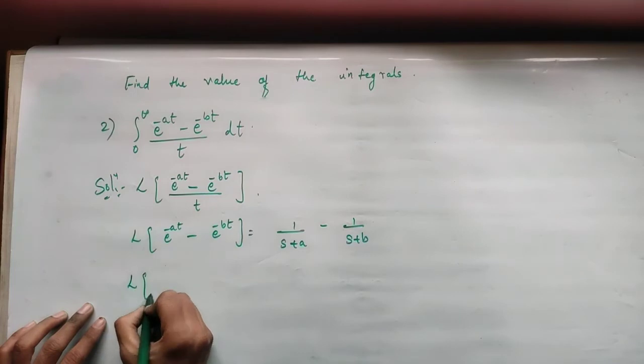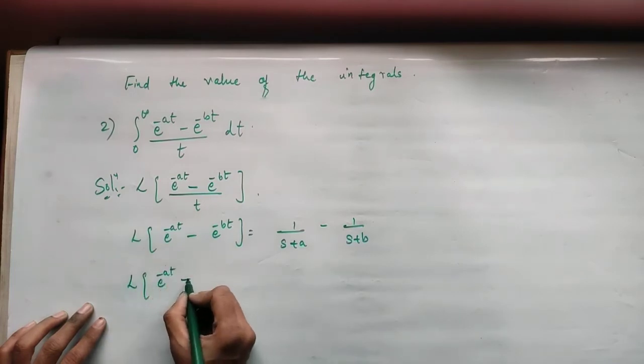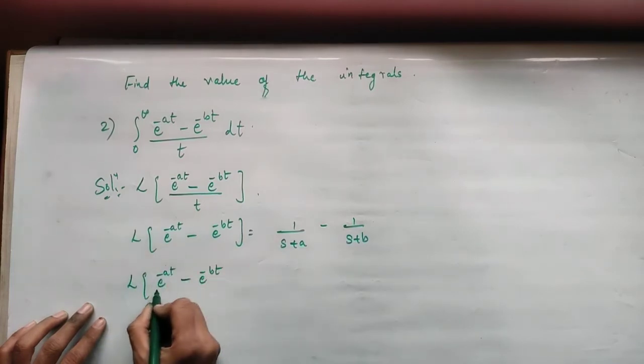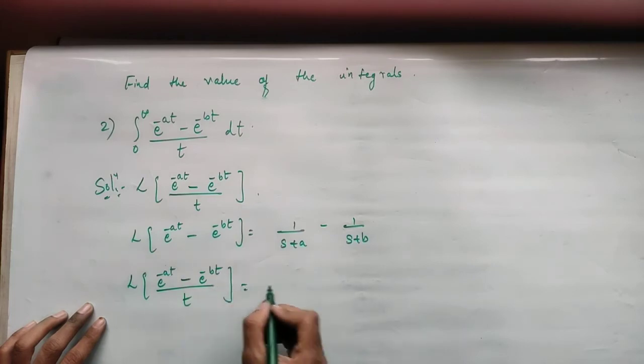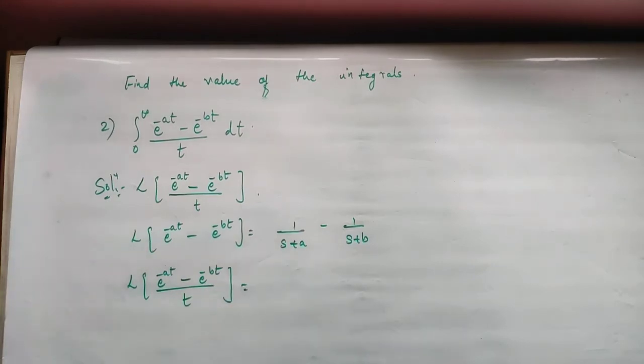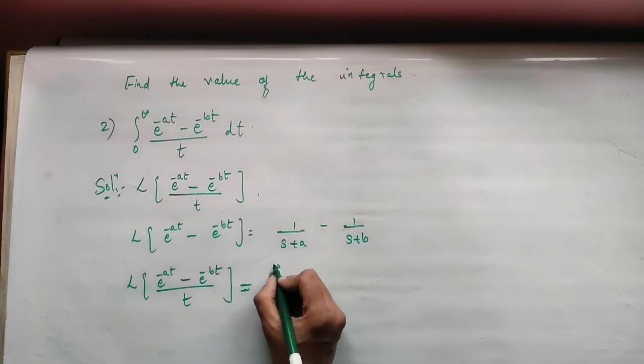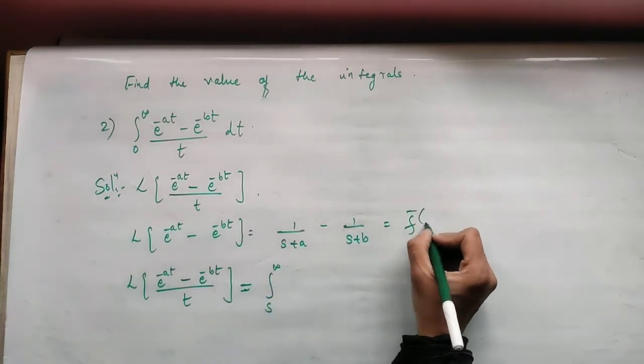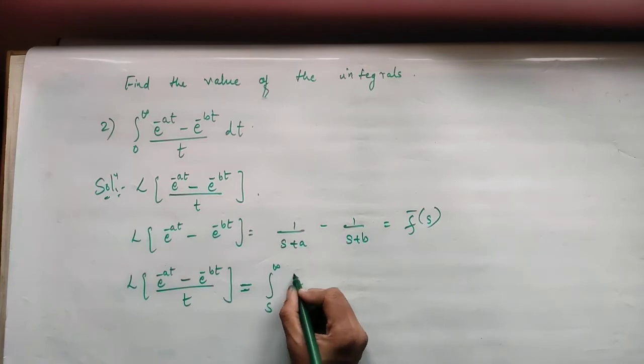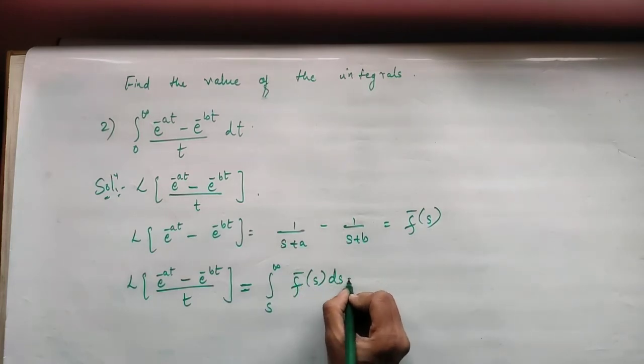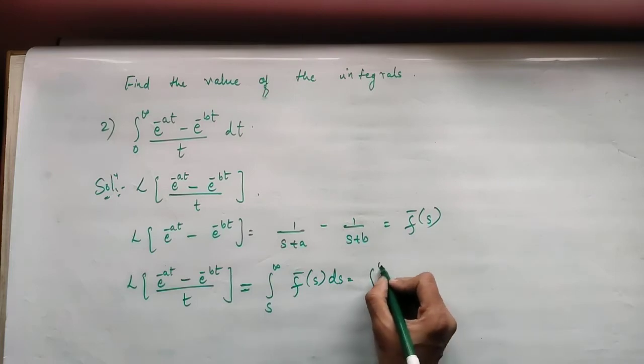Now I want the Laplace transform of e to the power minus at minus e to the power minus bt divided by t. Now use your third property to write the solution for this. Now using the third property, it is integration from s to infinity. Now what is your f bar of s here? This is the given f bar of s. It is integration from s to infinity, f bar of s ds.